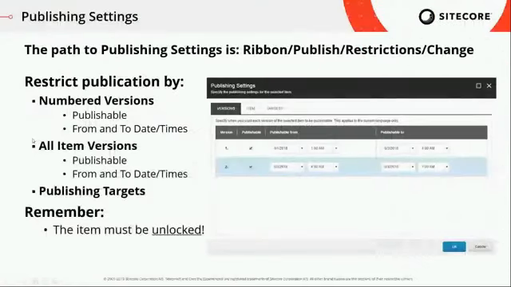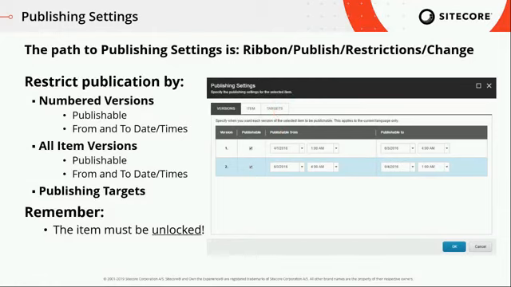All right, now, remember that your item's got to be unlocked. We're going to talk about, remember, this is numbered versions. Numbered versions, first tab. All item versions, regardless of versions, all items itself, it's on the second tab. And then publishing targets is on the third tab. Well, let's go take a look at this.